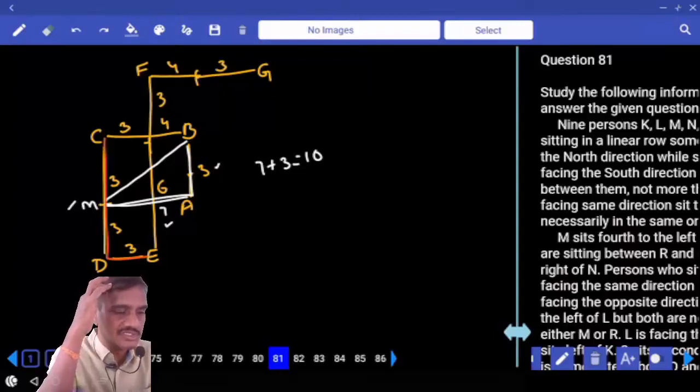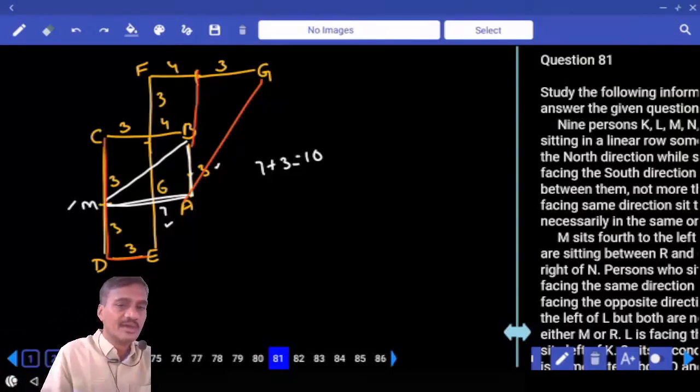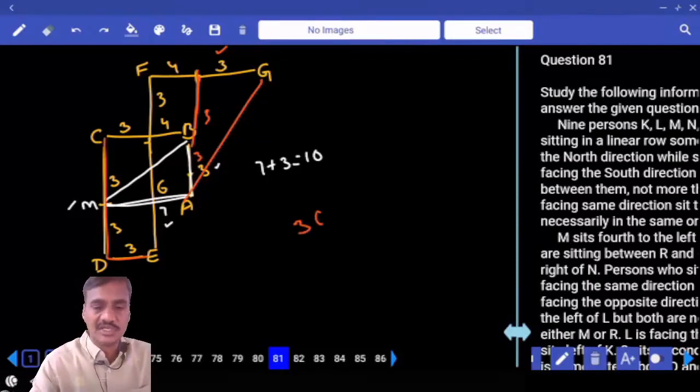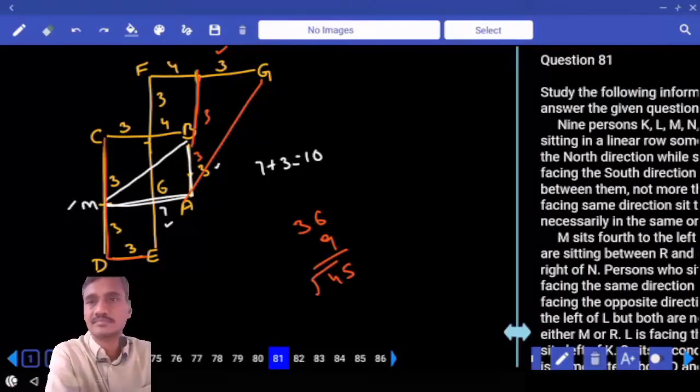And what is the shortest distance between A and G? Now, the distance between A and G, where is A? A is here, G is here. In order to find the shortest distance, we need to write it down like this. This is 3 meters, and this is again 3 plus 3, 6 meters. Together, 6 square plus 3 square. 6 square is 36, and 3 square is 9. 36 plus 9 is 45. And root over 45, that is choice 4. This is the shortest distance between these two.